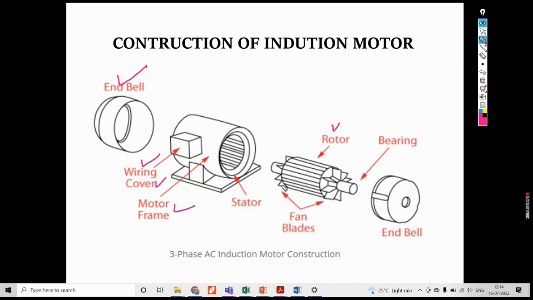Then the rotor has rotor slots. In these rotor slots, the rotor conductors are placed. Then it is supported by the bearing, which is connected to the end bell. These are the parts of the three-phase induction motor.